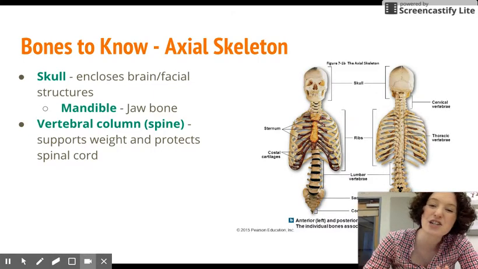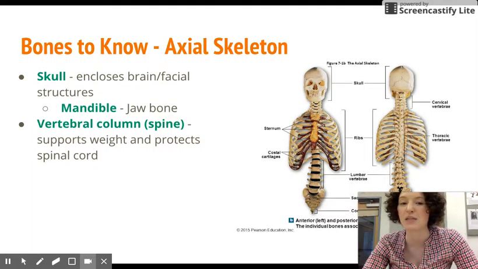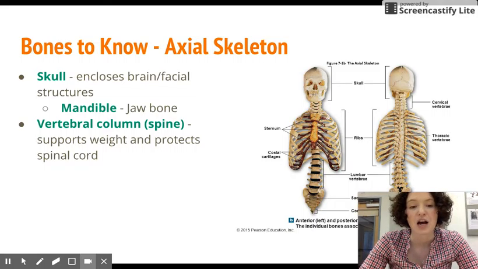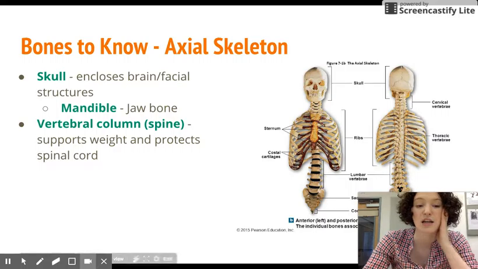And there's different regions to these. Again, we're not memorizing them, but there are cervical, thoracic, and lumbar regions. You might hear about these when someone has a spinal injury. And these vertebrae are separated by intervertebral discs.